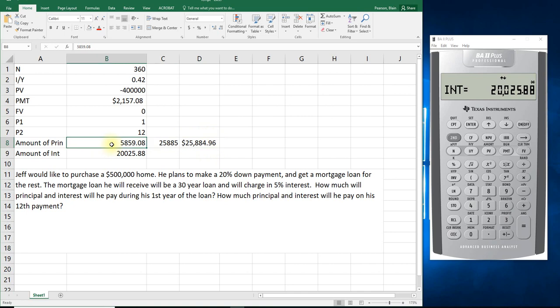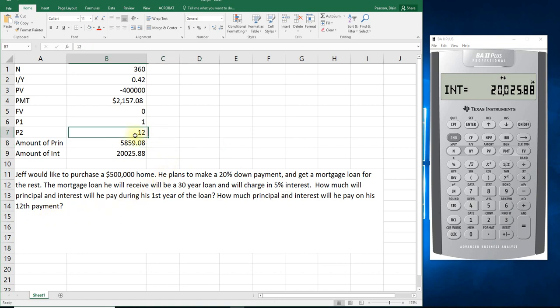So the amount of principal out of this $25,884 that he paid in his first year is $5,859. The amount of interest he paid from his total payments was $20,025. The second part of the question asks, how much principal and interest will he pay on his 12th payment?